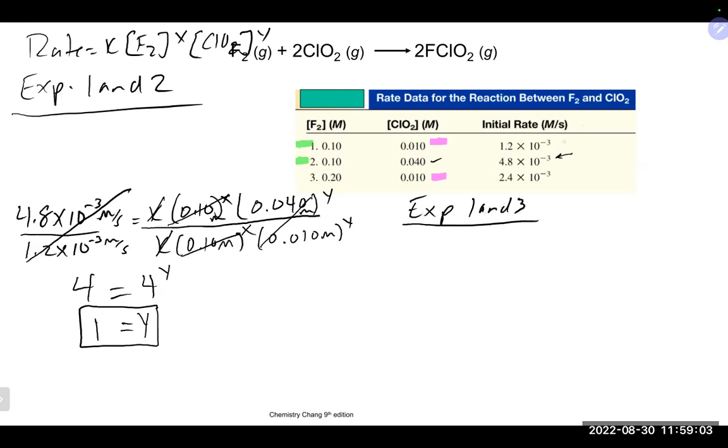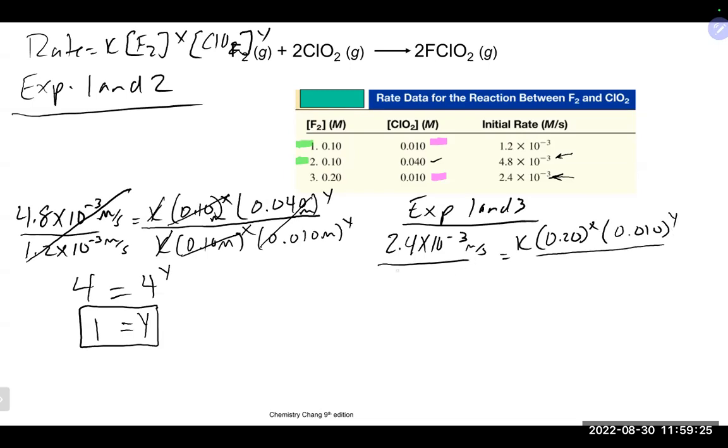once again, I'm going to put the larger rate up on top. So for that, that is number 3. So that will give me 2.4 times 10 to the minus 3. It's equal to K times 0.2 to the X, 0.01 to the Y. And now we're going to put all the information for number 1 on the bottom, which would be 1.2 times 10 to the minus 3. Our K, 0.1 to the X, 0.01 to the Y.